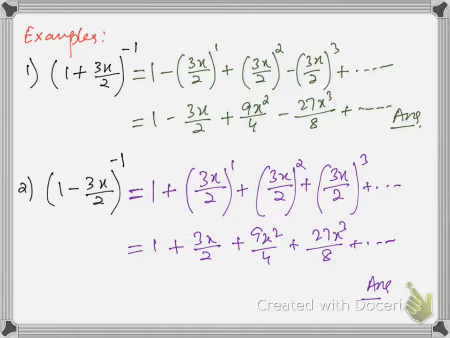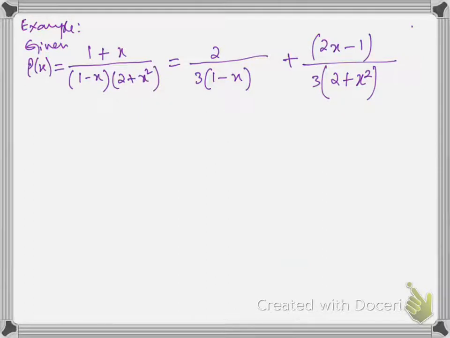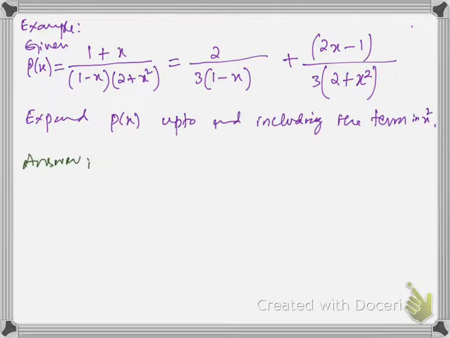Let us solve the questions of partial fractions and binomial expansions. Given p of x in its partial fraction form, the question is: expand p of x up to and including the term in x². Before using binomial expansion in this p of x, make sure the first term of the expansion must be 1 in each and every expansion.